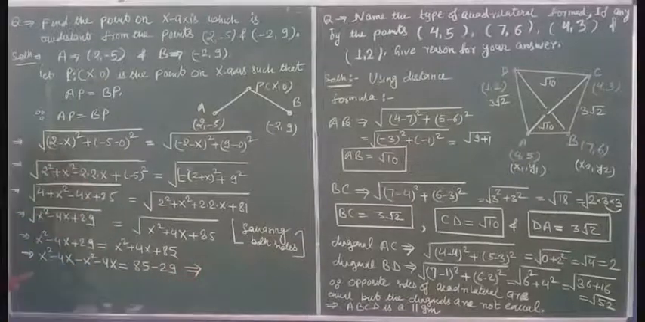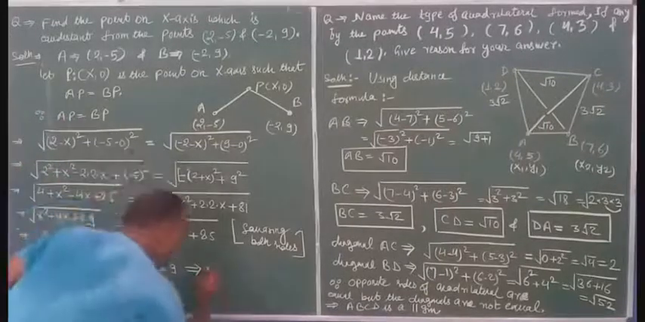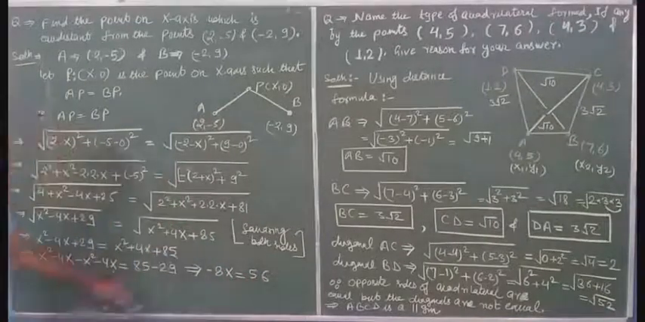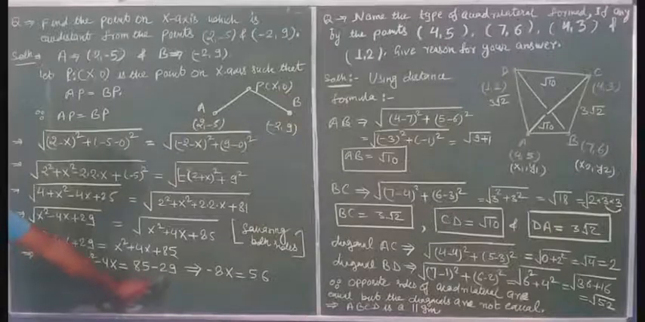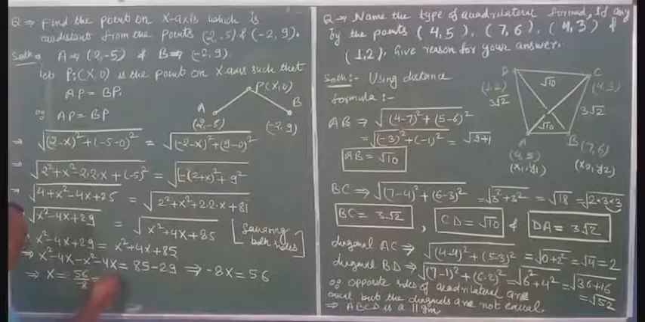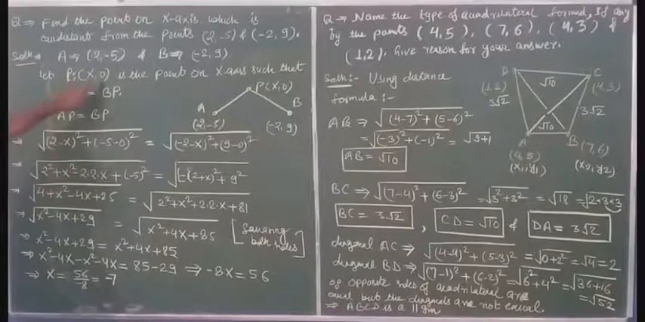What will happen? This x square and x square cancel. Minus 4x minus 4x is minus 8x, which is equal to 56. Therefore, x is equal to 56 upon minus 8, that is minus 7. So the value of x is minus 7. What is the required point? (-7, 0).